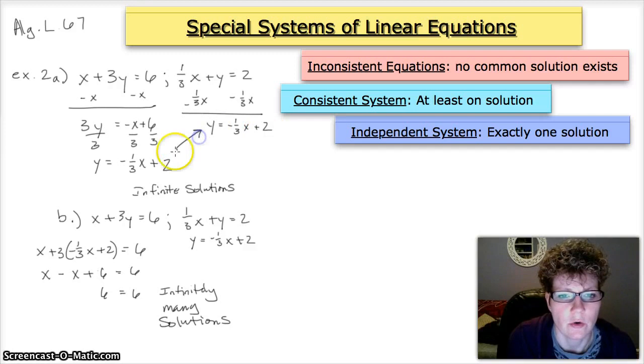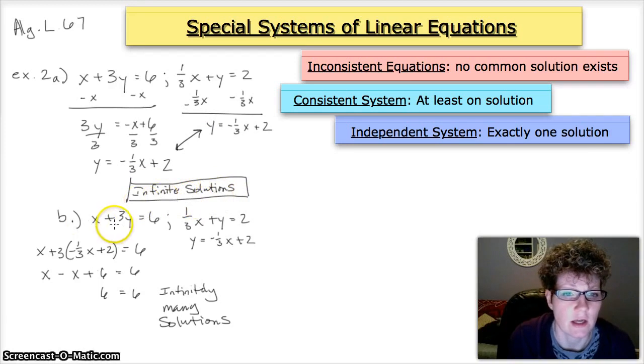So these two equations that they gave us were just in different forms to begin with. And then when I put them in a form that is the same, I can see that they are the same equation. If they're the same equation, that means that every solution for x and y will work. So it has infinite solutions.